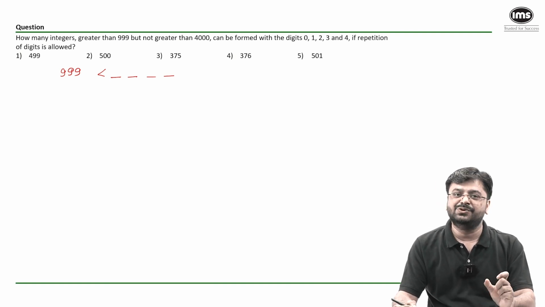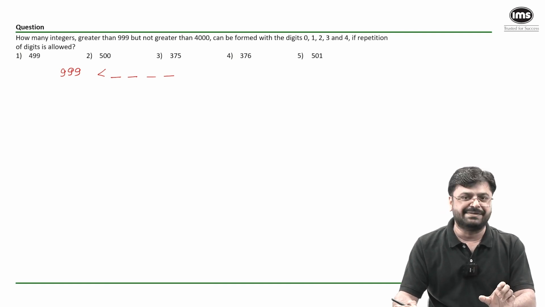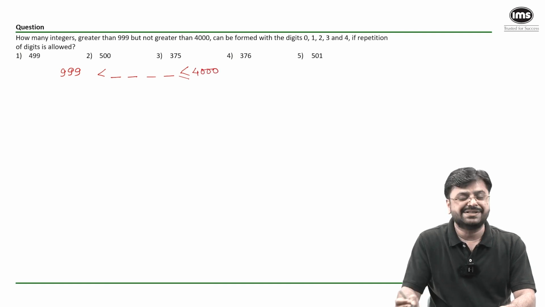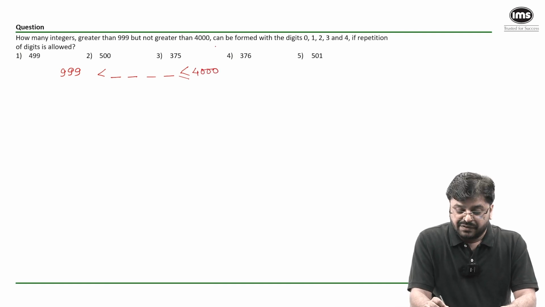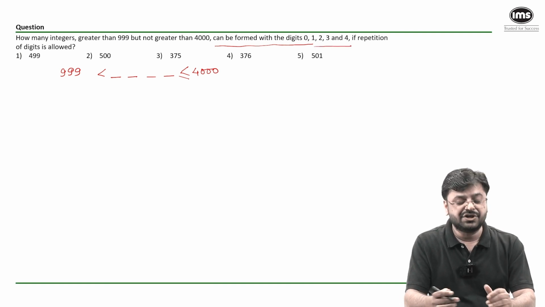Now here's the catch. You need to ask yourself, is 4000 included? Because they're asking you not to take a number more than 4000. That means 4,000 is acceptable. So we want to make the numbers between these two numbers. Okay, here 4,000 is acceptable. That can be formed with the digits 0, 1, 2, 3, 4 if repetition of the digit is allowed.